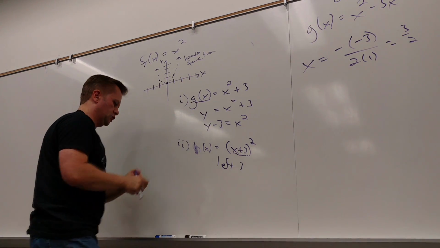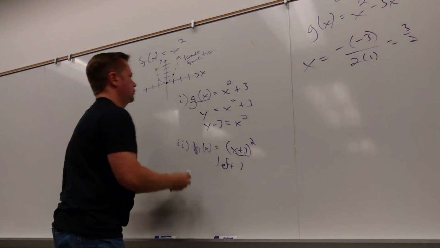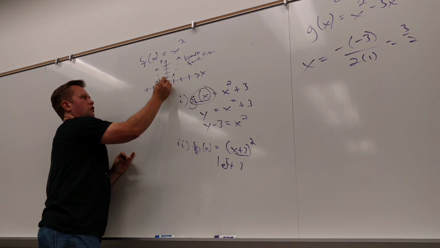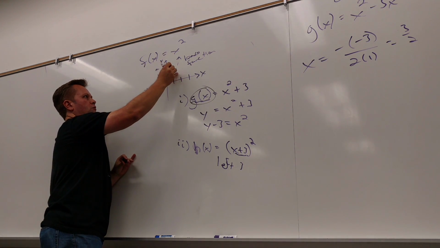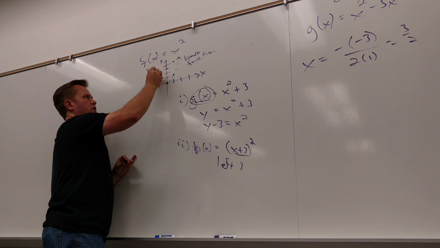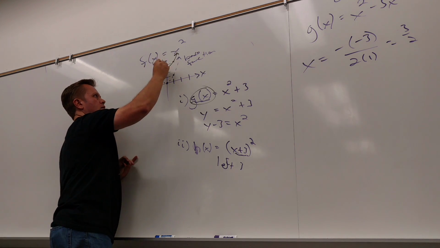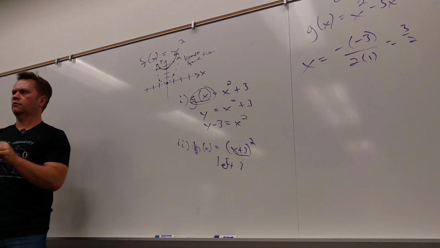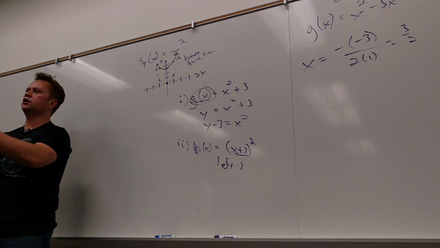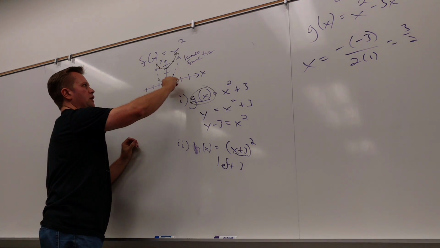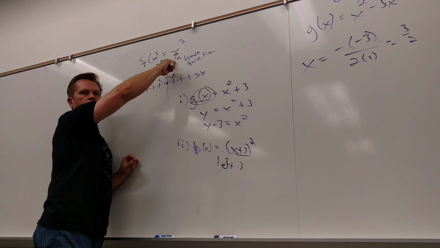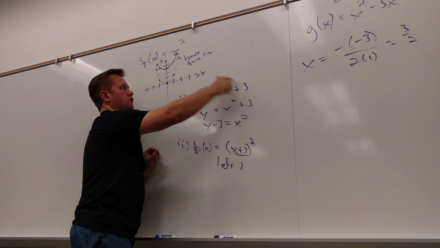So if I wanted to graph g, I'll do g in black. It would go up 1, 2, 3, up 1, 2, 3, up 1, 2, 3. There's g. There's the g function. And how do I check it? If I put a 1 in, I'm supposed to get a 4 out, right? 1 squared is 1 plus 3 is 4. Check.